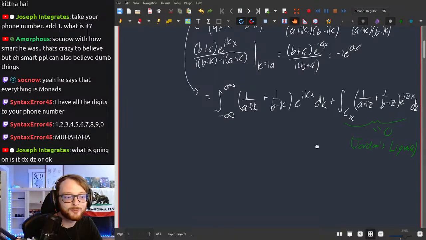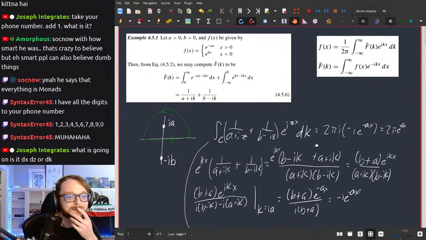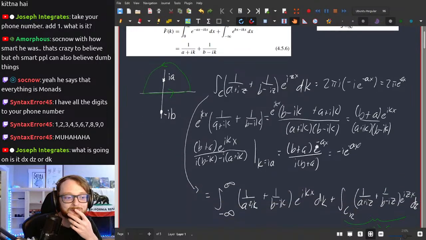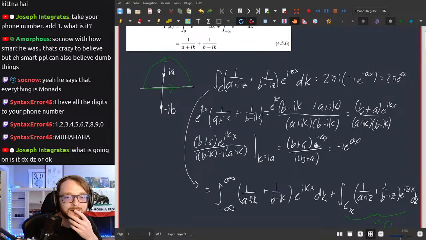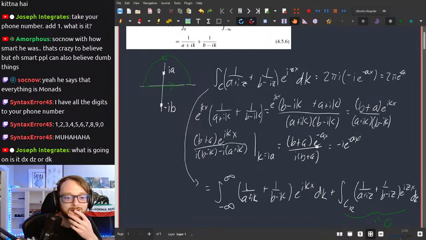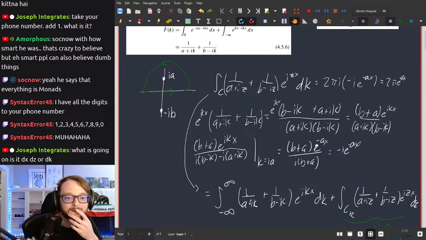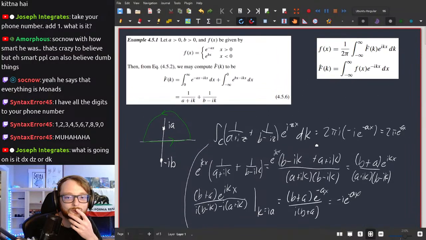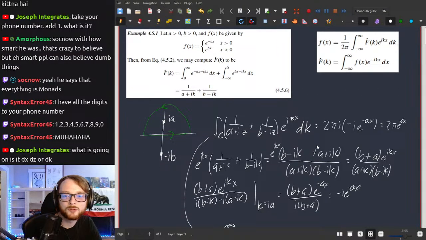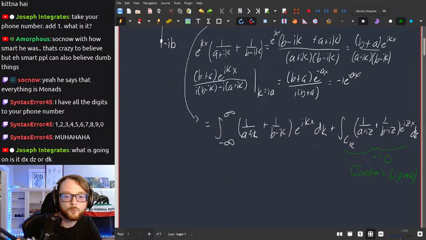I like being 5 years old, by the way, and calling it Jordan's ligma. So we have shown this thing here is equal to 2 pi e to the minus ax. But we implicitly assume something about x here that we need to think about.